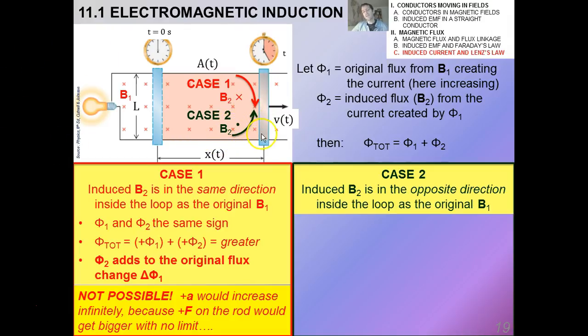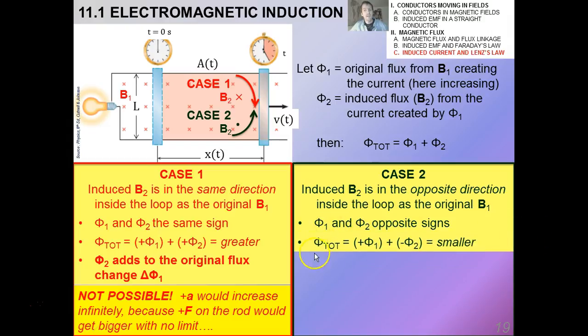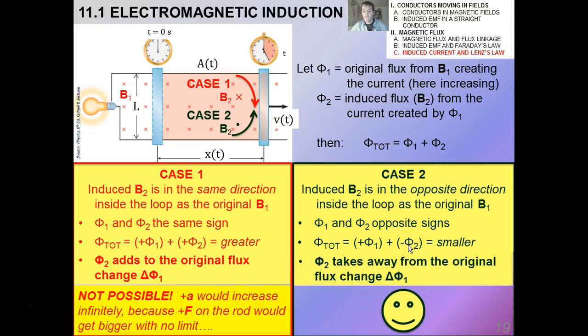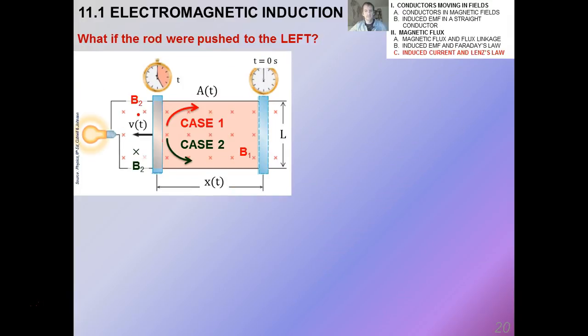Case 2, if the current is going in this direction in this rod, if it's going upwards, using your thumb rule here, you can see that the induced B field would then be outwards. It's in the opposite direction. Phi 1 and phi 2 are opposite signs. Therefore, their sum is smaller. Notice that I have a negative sign on phi 2 because it's in the opposite direction. So phi 2 takes away from the original flux change, phi 1. By Lenz's law, it has to be case 2, which is the green case here. We're going to talk a little bit more about that. If you want to pause the video and look at this very important slide for a minute, I definitely encourage you to do that.